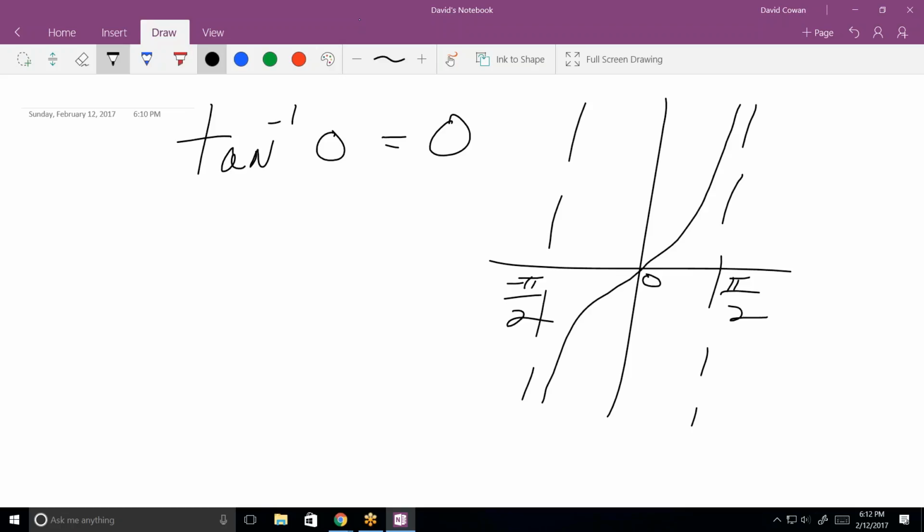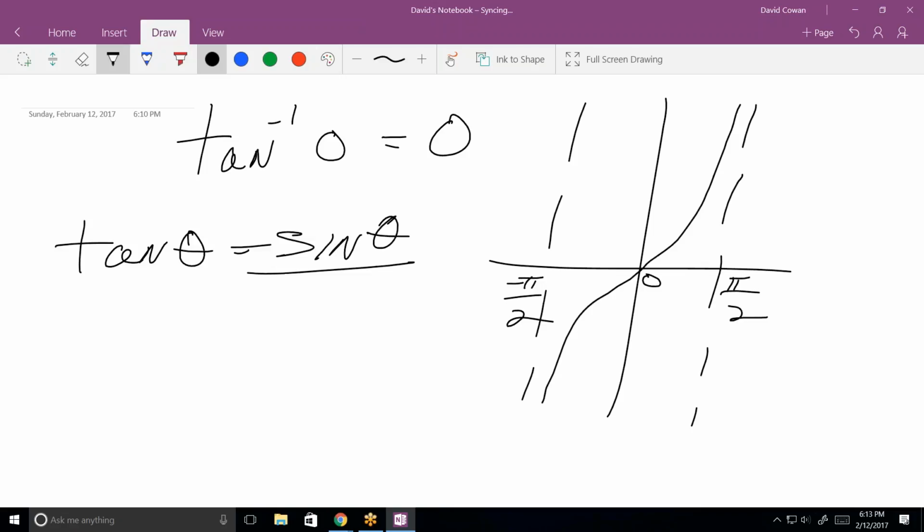I guess there's a couple of ways to do this. The best way to do these problems without a calculator is to know the graphs. But there's another way. You know tangent of theta equals sine of theta over cosine of theta, right?